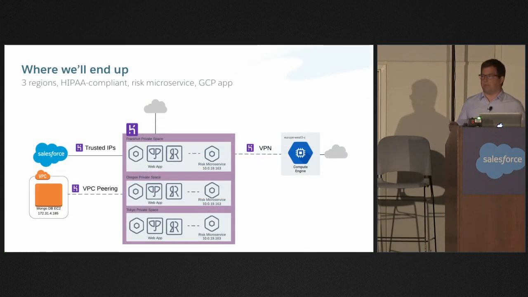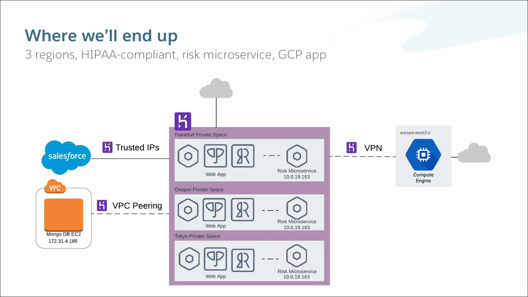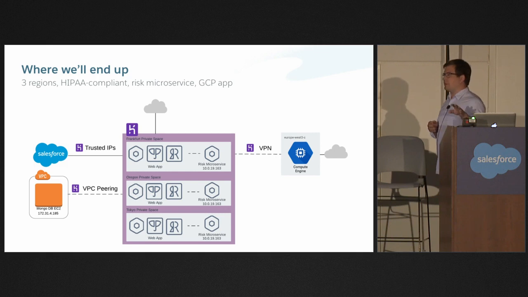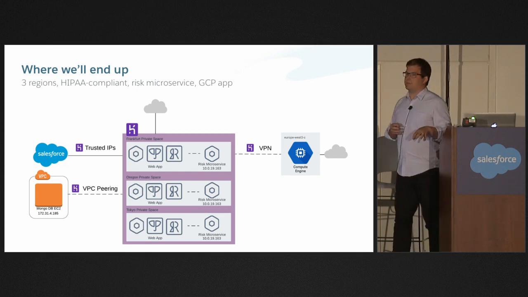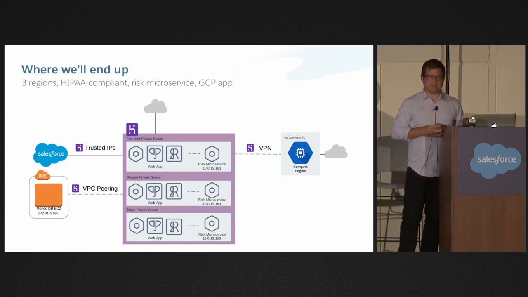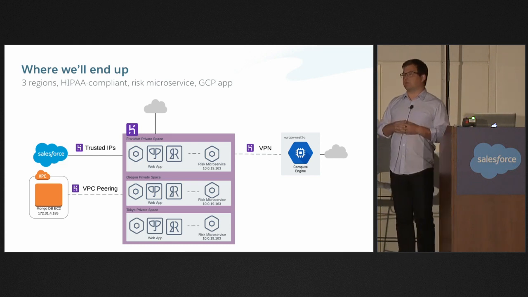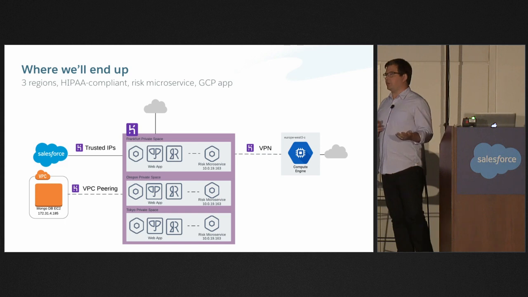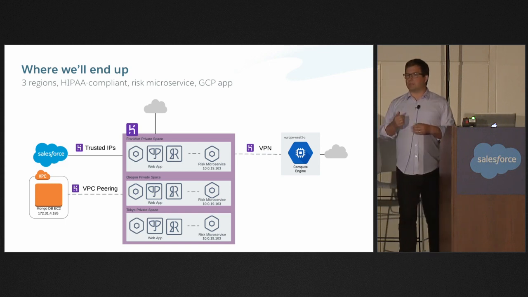And here's where we'll end up. We're going to have our application in three regions, in Frankfurt, Oregon, and Tokyo. We're going to talk to Google Compute Engine via VPN connection. We're going to talk to a Mongo database living in AWS via VPC peering link. And we're going to pull data out of Salesforce. We're also going to have a microservice in this application that will deploy via Docker. So this is where we're headed.